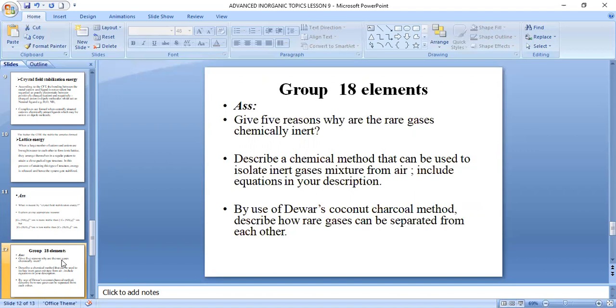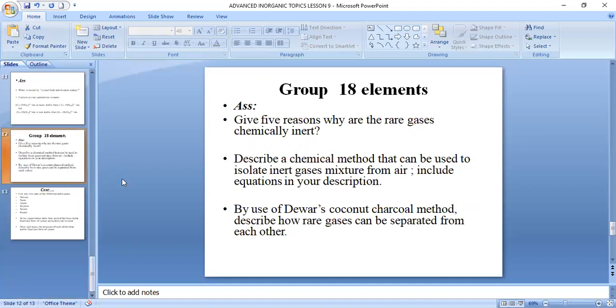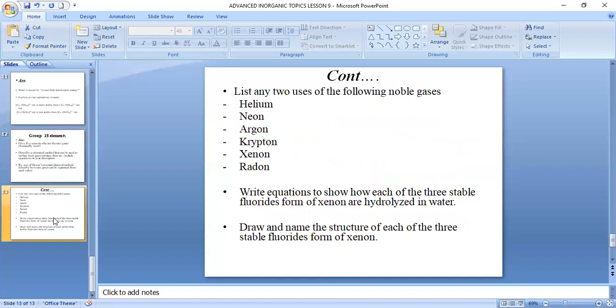Number 3, by use of Dewar's coconut charcoal method, describe how noble gases can be separated from each other. Number 4, list any 2 uses of the following noble gases: helium, neon, argon, krypton, xenon, and radon.